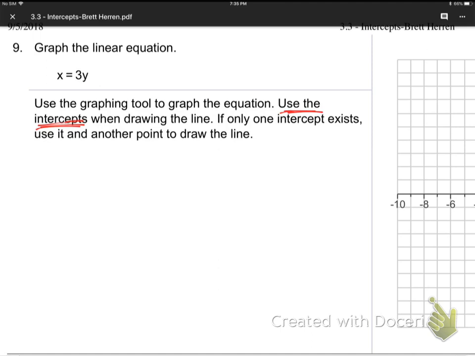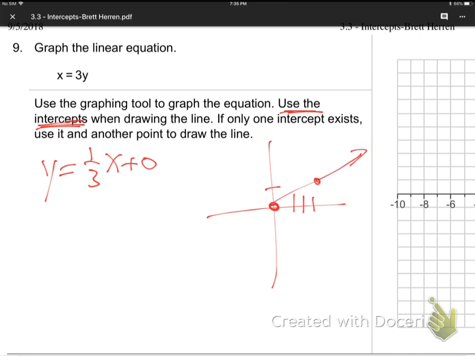If you look back to what we did, we got y alone, and it was 1/3 x plus 0. That's what we did. And that meant we started at 0, and we went up 1 over 3. That was great and all.